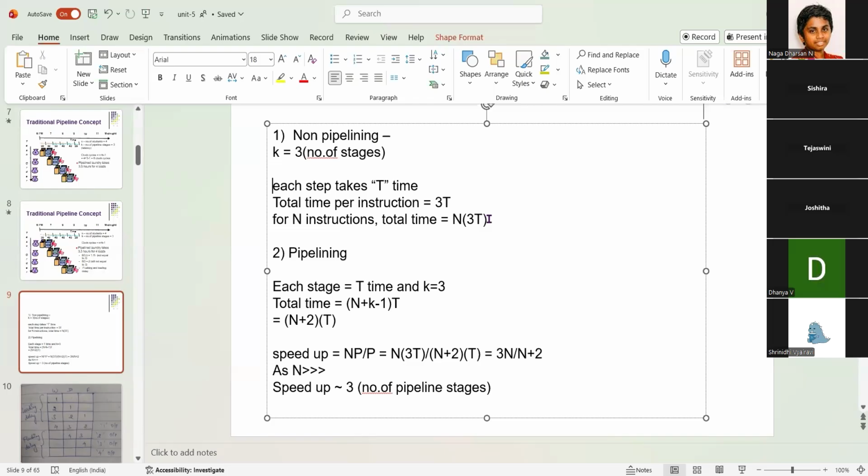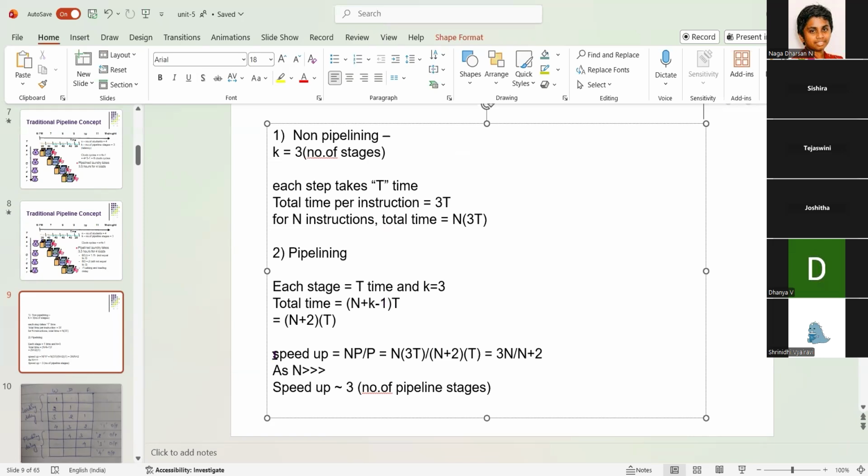Now for the pipelining case. Again we're taking the same condition. Each stage takes t time, and k is equal to 3. For the total time taken, we have this formula: n plus k minus 1, which is the number of clock cycles, into t is your total time. What is your k? It is 3. So n plus 3 minus 1, which is n plus 2, into t. That is your total time.